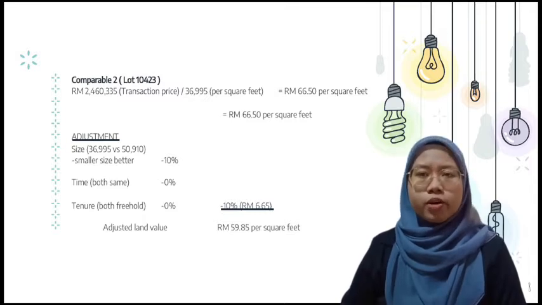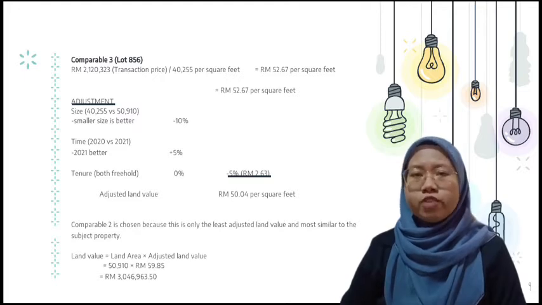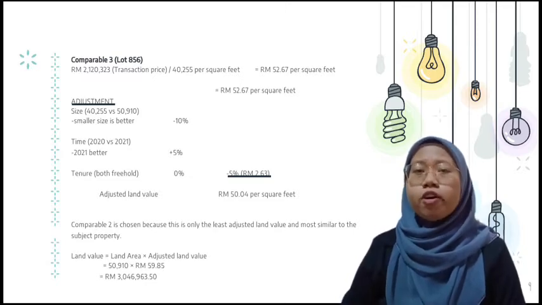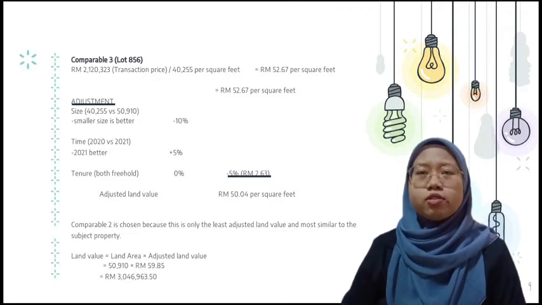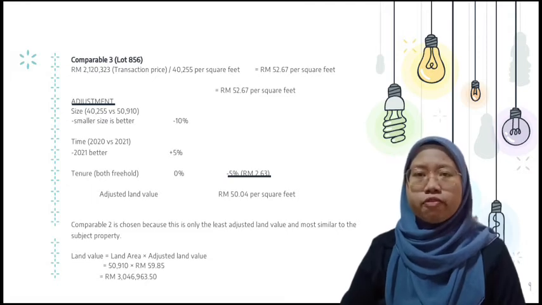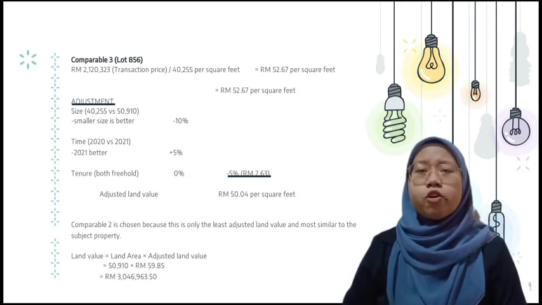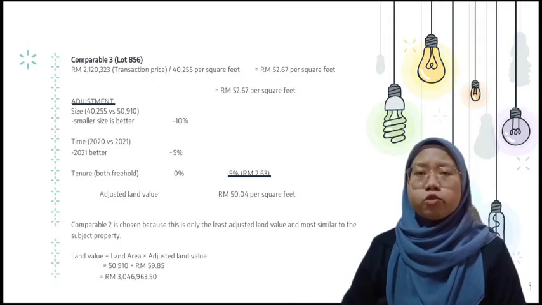The last one is comparable 3, lot 856. If we divide the transaction price by the size per square feet, we get RM52.67 per square feet. For the adjustment, lot 856 is better than the subject property. For time, the subject property is better because it is in the latest year, 2021. However, both are freehold land. Then plus or minus the percentage to get the adjusted land value. The adjusted land value for comparable 3, lot 856 is RM50.40 per square feet.